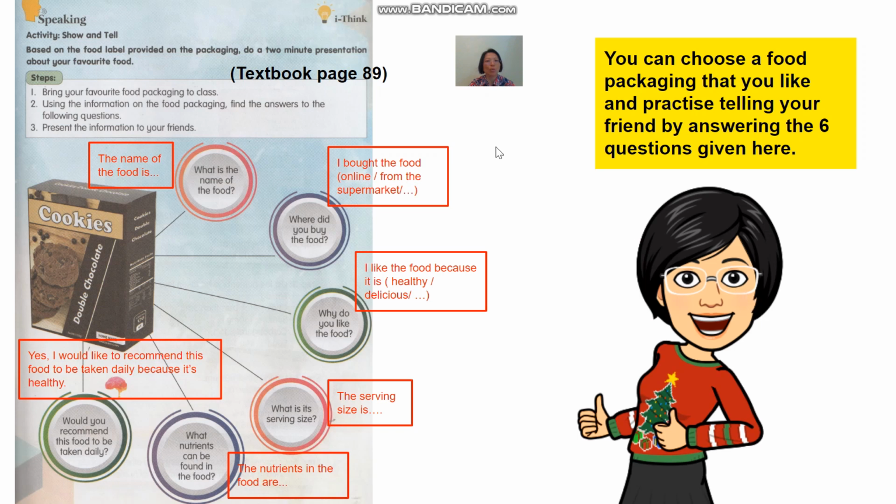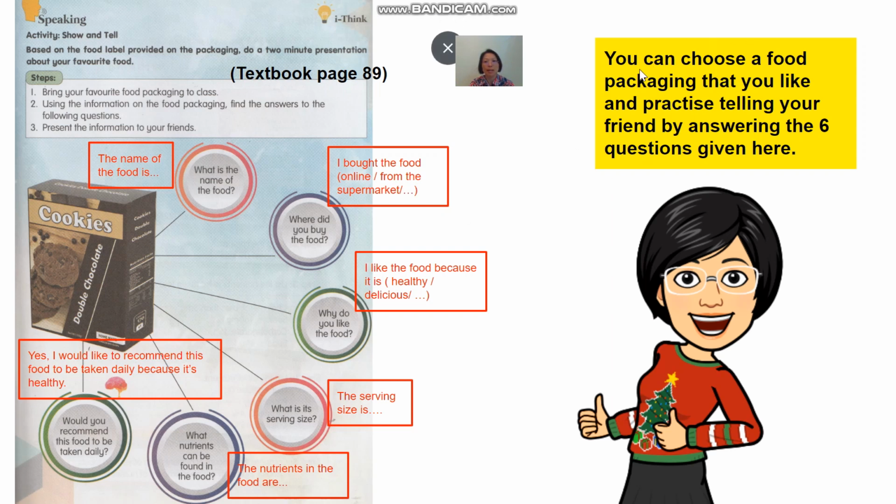Now we are at the speaking task. This is the activity Show and Tell. Based on the food label provided on the packaging, do a 2-minute presentation about your favorite food. So this is an example of the food packaging. It's the Cookies Double Chocolate packaging. You can choose any food packaging that you like.